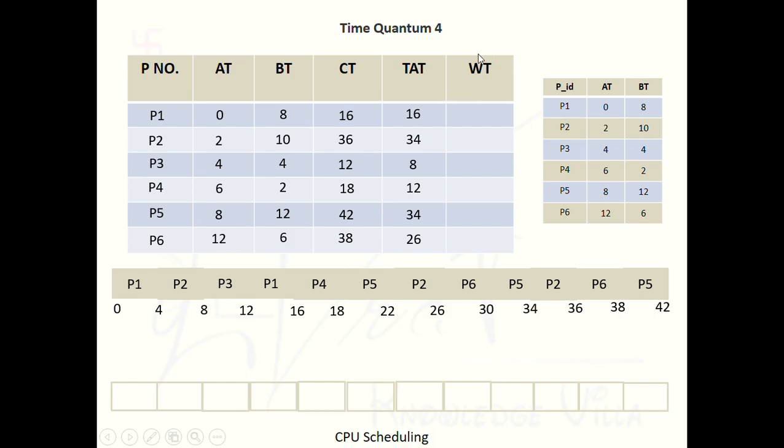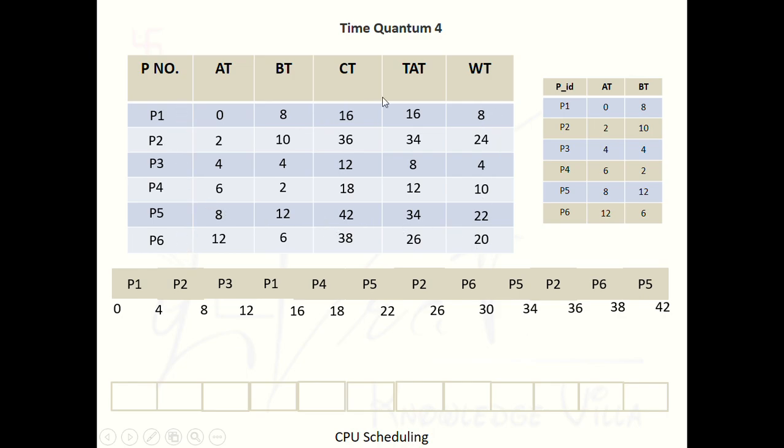So for finding the waiting time, the equation is turnaround time minus burst time. For process P1, 16 minus 8 is 8, 34 minus 10 is 24, 8 minus 4 is 4, 12 minus 2 is 10, 34 minus 12 is 22, and 26 minus 6 is 20. So these are the values of waiting time. Here we got the values of turnaround time as well as waiting time for all 6 processes.